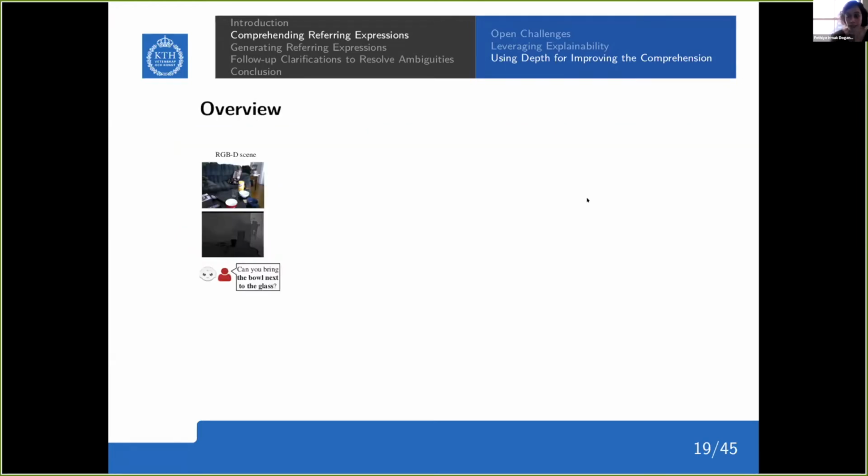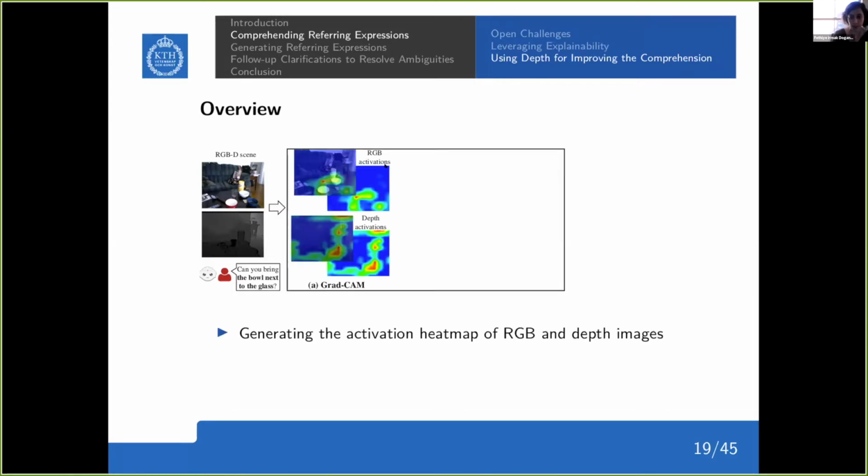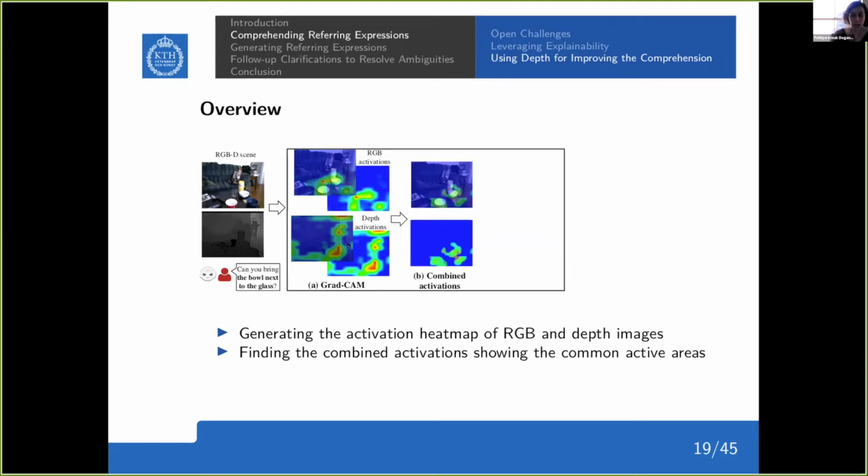So how did we extend our work? For a given scene and the depth dimension, we obtained 2 activations using the GradCam module, one from the RGB channel and the other from the depth channel. And then we combined these RGB and depth activations to show the common active areas in these 2 activations. This is the combined activations showing the common active areas.